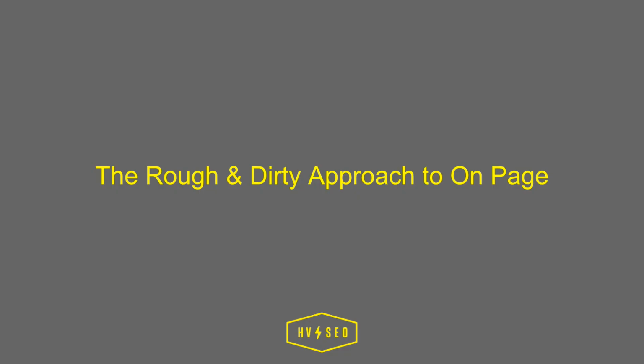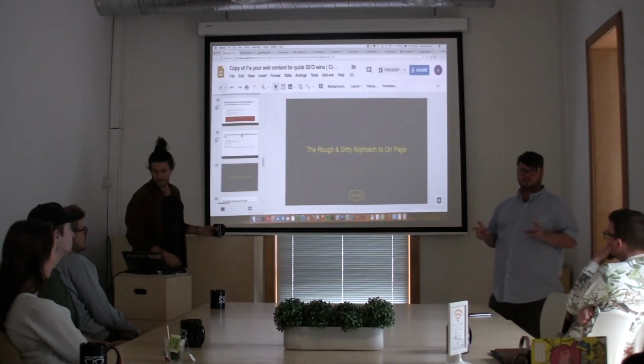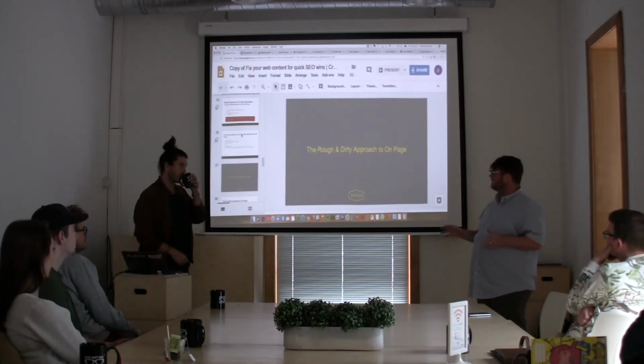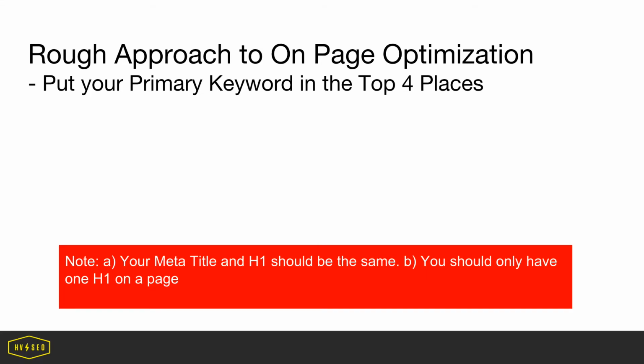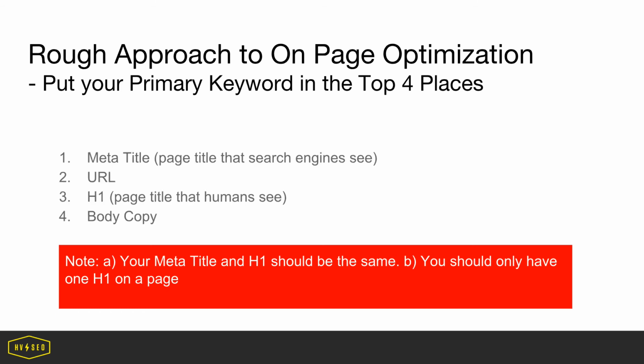All right, so the rough and dirty approach to optimization, you just need to get it done. We've got to write this content, we've got to get it out, it needs to be SEO'd. This is the quick way to do it. So you want to get your target keyword in the top, in group A. So that's your meta title, your URL, your H1, and body copy. Your exact match needs to go there.